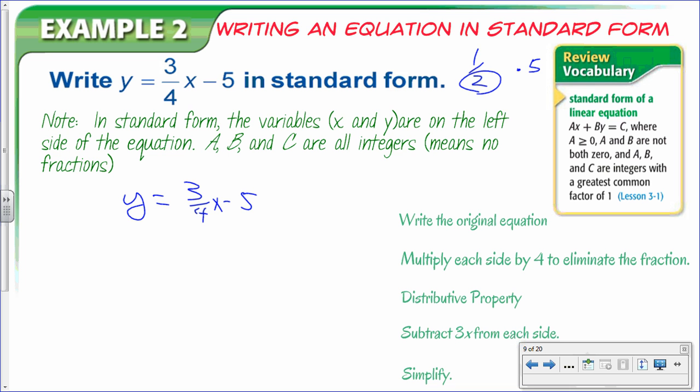All right, so now I got a fraction, don't I? Yeah. How do I get rid of the fraction? What's the denominator? 4. I'm going to put parentheses around both sides. You guys do that right now.